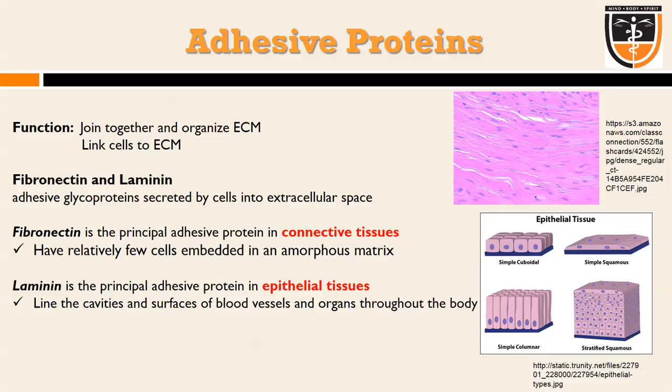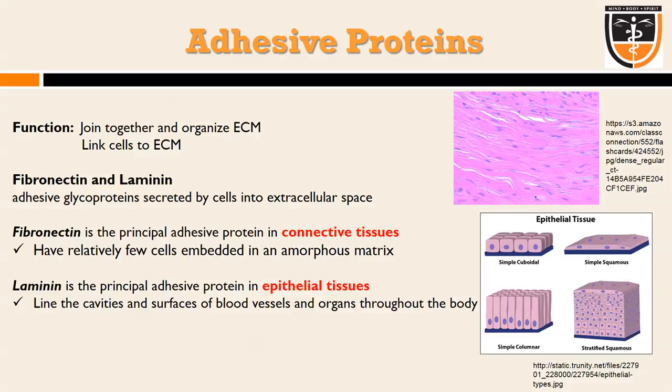And again, we know that as extracellular matrix structures, these adhesive proteins are secreted from cells into the extracellular space. Now, fibronectin is the principal adhesive protein in connective tissues. So it is involved in formation of tendons, for example, and holds all the extracellular matrix structures inside the tendons and other connective tissues. Because usually, it's involved in the formation of tissues that have very few cells embedded in them.